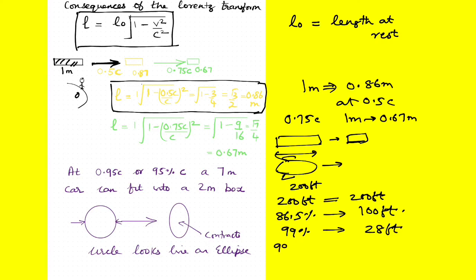And at 99.99%, it would be just 3 feet. So the spacecraft would look something like this at 99.99% the speed of light. Also note that a typical circle shown here, as it moves with a speed closer to the speed of light, would look like an ellipse. So these are some of the consequences of the Lorentz transform.